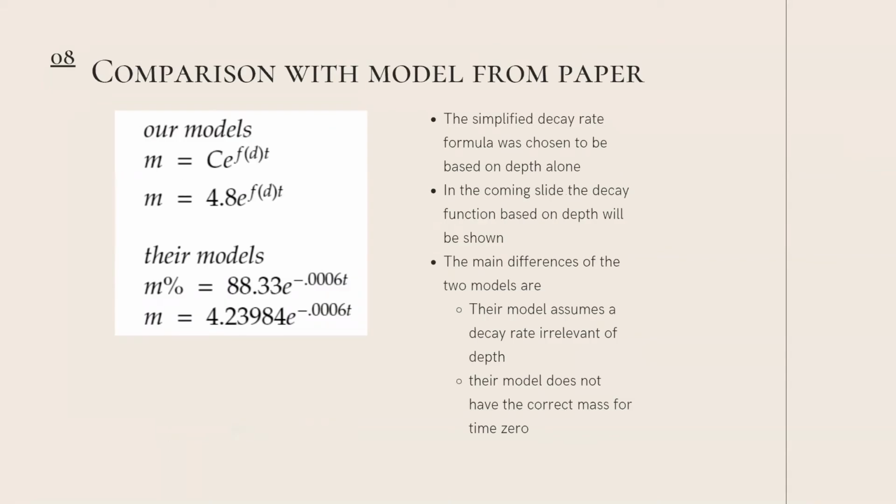Comparing this model with the model from the paper, we note several key differences. The first is that their model assumes a decay rate irrelevant of depth, while our second model does in fact account for depth when finding the decay rate. Our model also starts with a constant of 4.8, representing the 4.8 grams of the initial oil substance. Their model is not correct for time zero and is based on a percentage originally, which we turned into a mass function to be similar to ours.